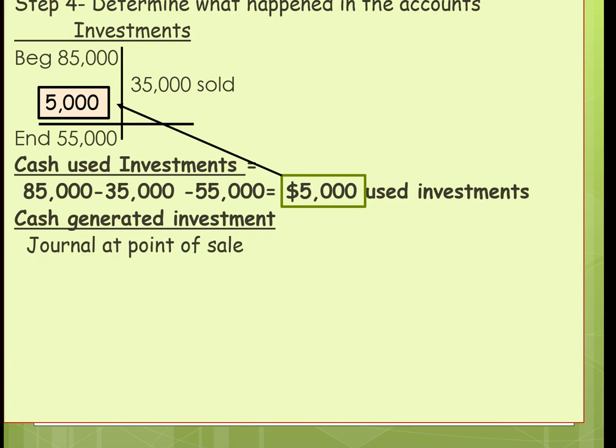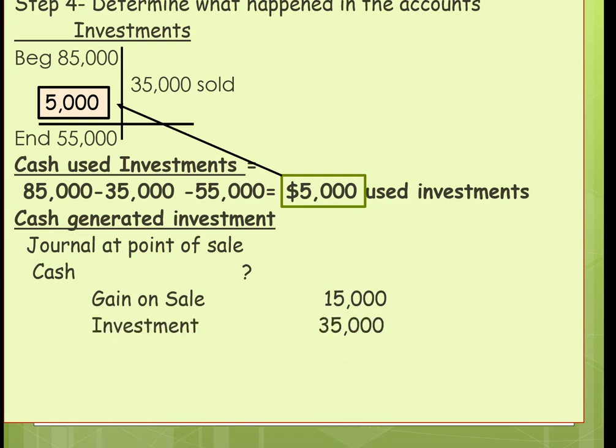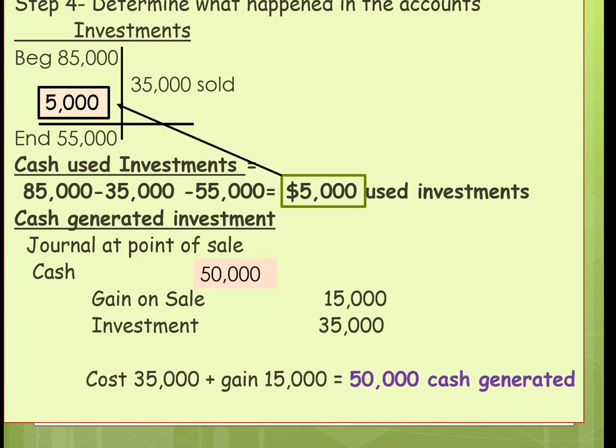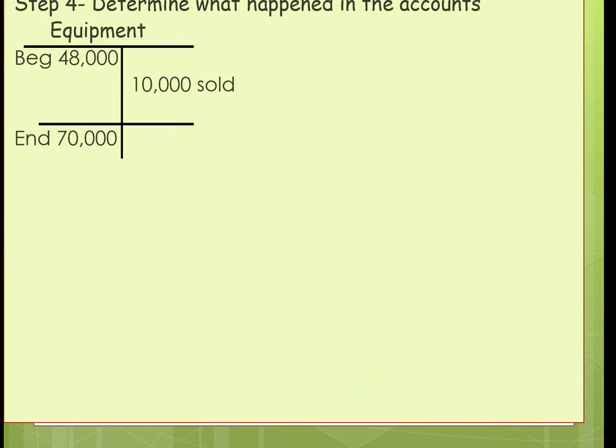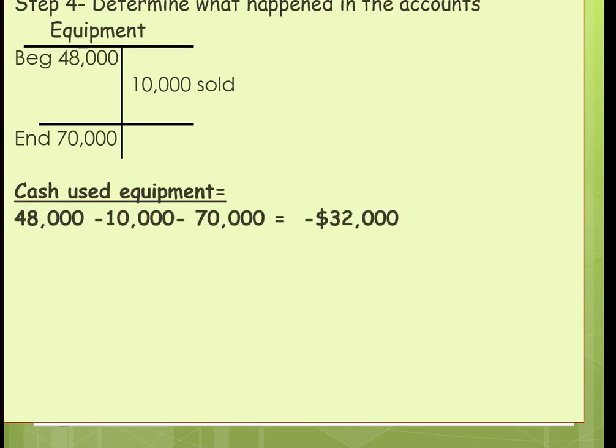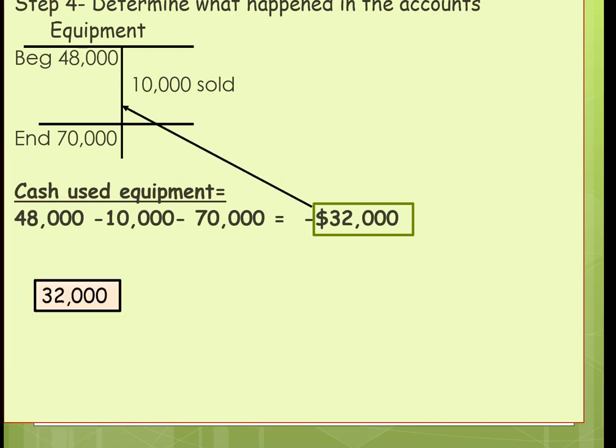Now what about cash generated from investments? What would be the journal entry at the point of sale? Well, we don't know how much cash, but we know we had a gain on sale of 15. We know the investment was valued at 35, so that must mean that our cash was 50. That's how much cash was generated. Now, what about equipment? We know we sold 10. So it also means that we must have bought $32,000 worth of equipment, because if we take 48 minus the 10 we sold plus 32,000, we get an ending balance of 70.